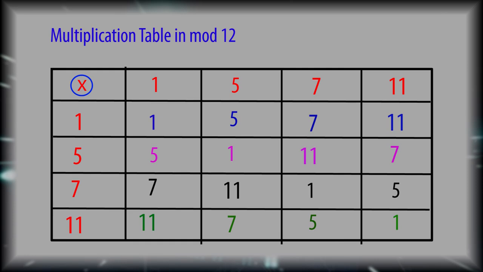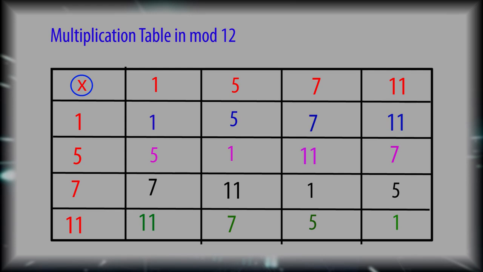Again, we have 5 times 1 is 5. 5 times 5, that gives us 25. We change the 25 and we get 1. 5 times 7 is 35. That gives us a remainder of 11. 5 times 11 gives us 55. And in mod 12, we get 7.